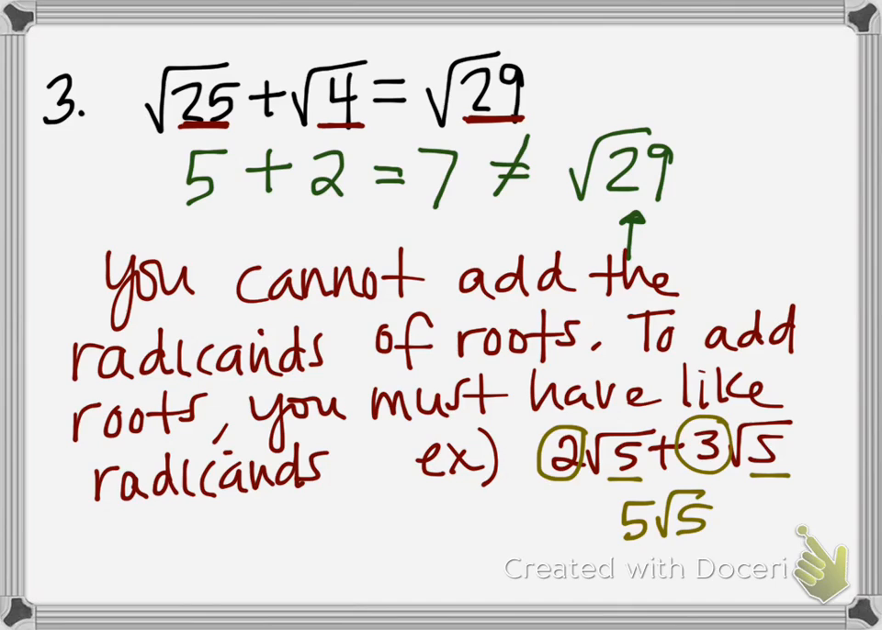So you can add perfect square roots like we did here. You can combine these, but you simply combine them by converting them to the whole number value, like 5 plus 2 is 7.